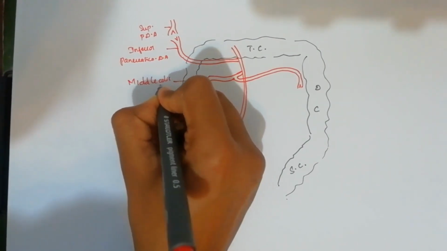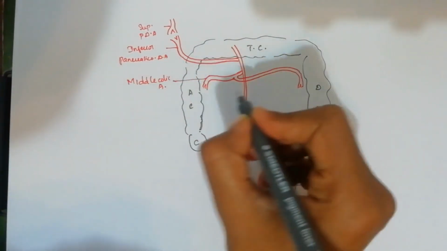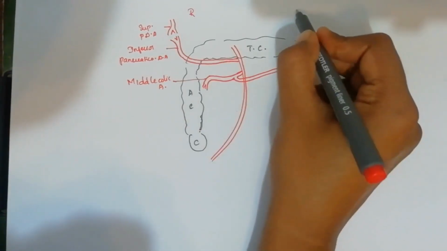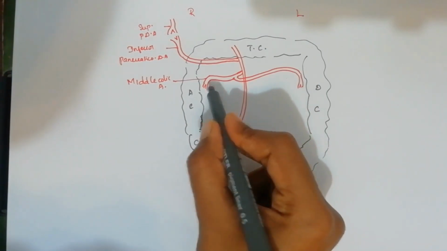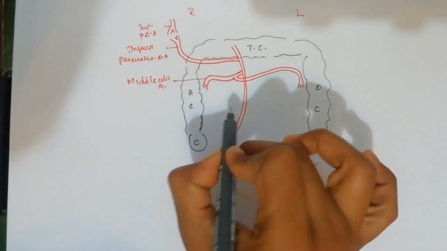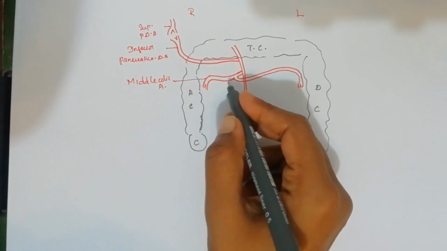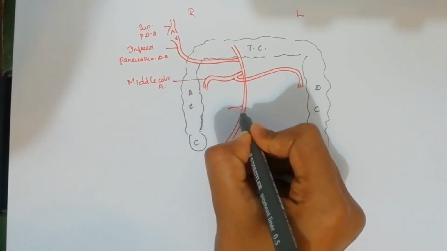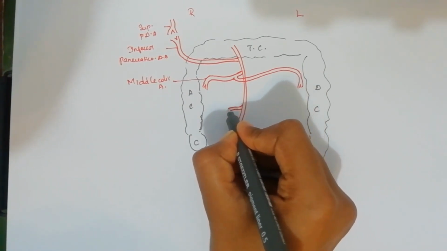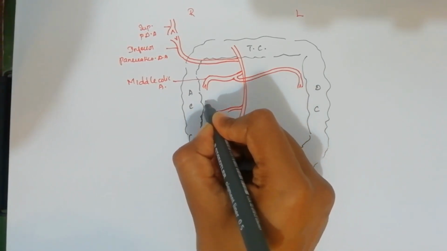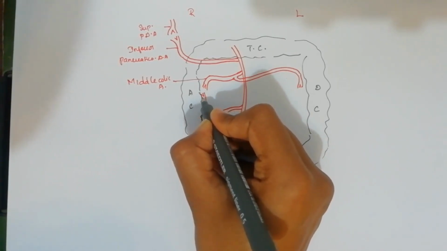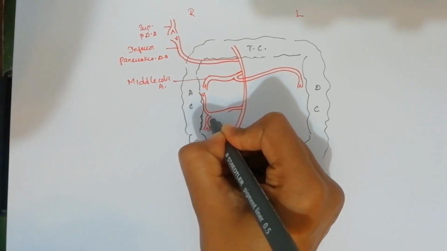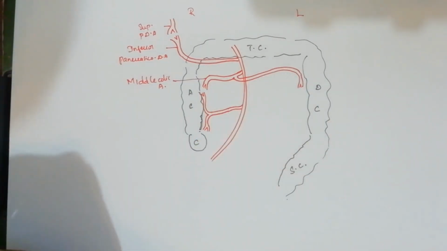This artery is nothing but the middle colic artery, and it divides into a right and left branch. This is the right side and this is the left side. Then the third artery arising is the right colic artery, which comes towards the colon and divides again into 2 branches, above and below, called the ascending and descending branch.